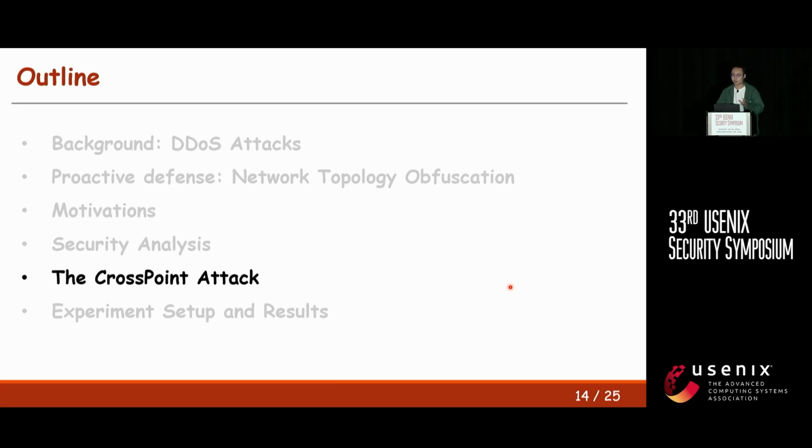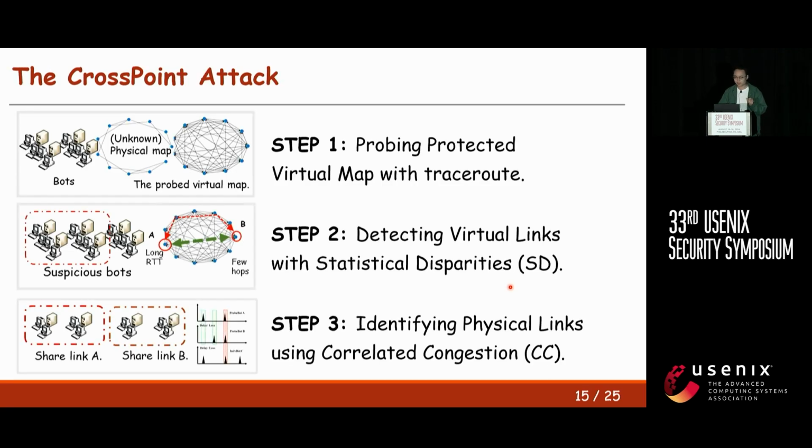So we summarize our attack. Our attack actually has three steps. The first step is to begin by probing the virtual map to gather as much information as possible about the target network using traceroute. The second step is to use statistical disparities to detect some virtual links. And finally, the attackers use correlated congestion analysis to uncover the physical links behind these virtual paths. In the following, we are going to discuss the most challenging part, that is the correlated congestion part.